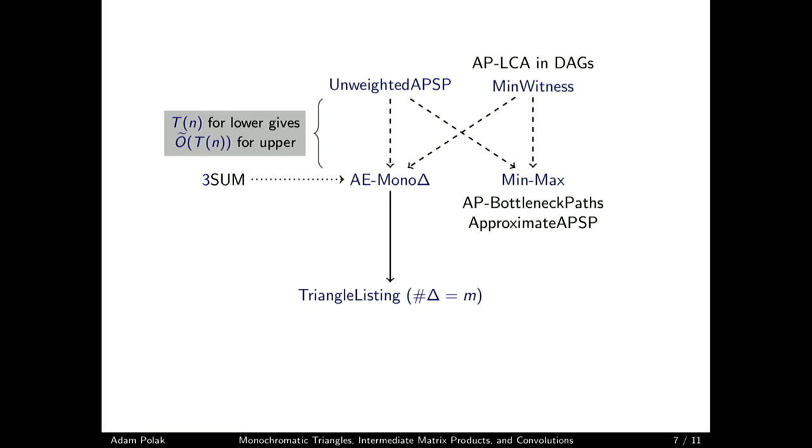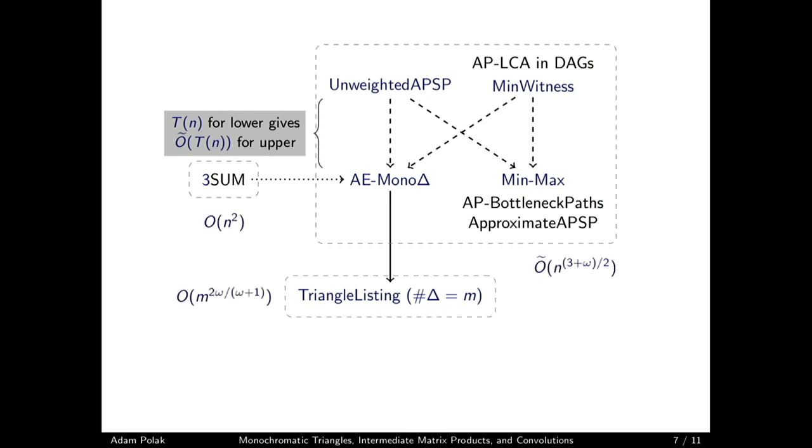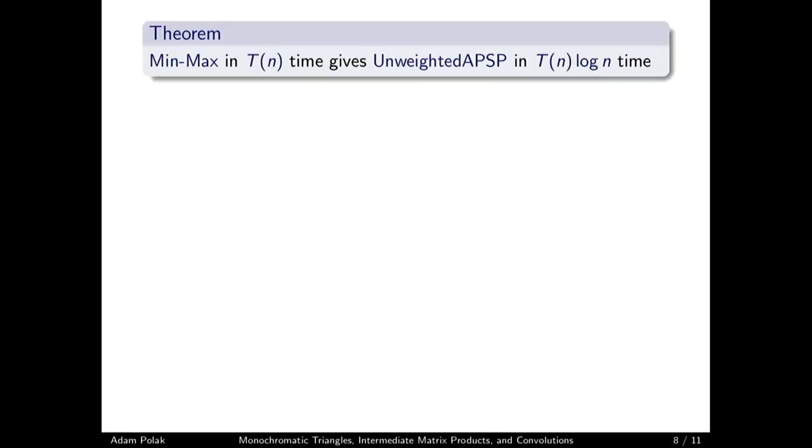And as I mentioned in the previous slide, this monochromatic triangle problem is sandwiched between three-sum and triangle listing. So this is the picture we have. Now I'll sketch the proof of this diagonal reduction from unweighted APSP to min-max to give you some flavor of how our techniques look. So we want to solve unweighted APSP using min-max product, with log n calls to min-max product.